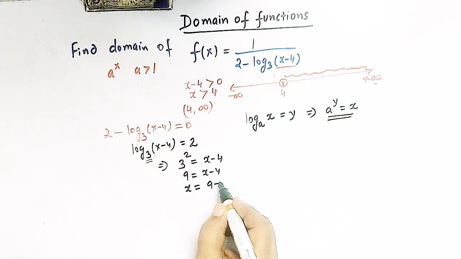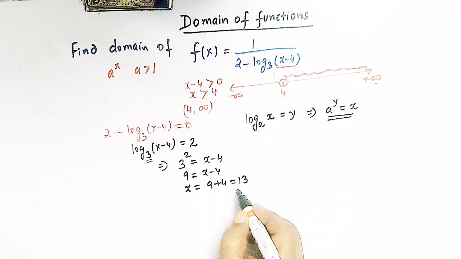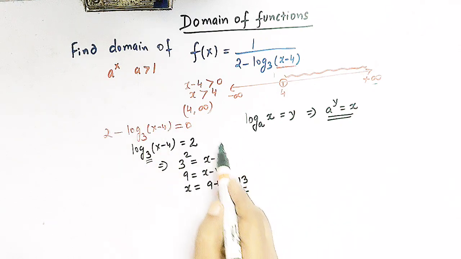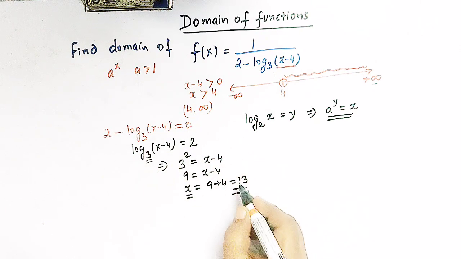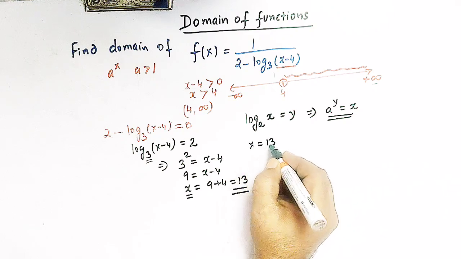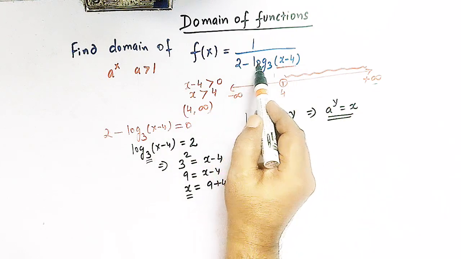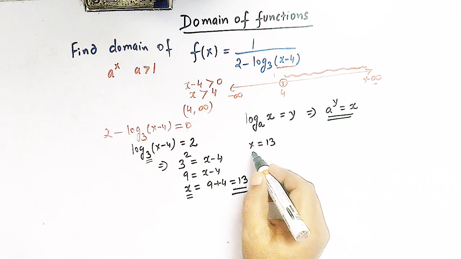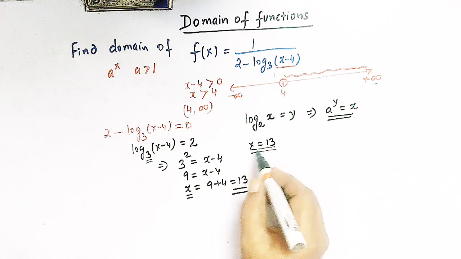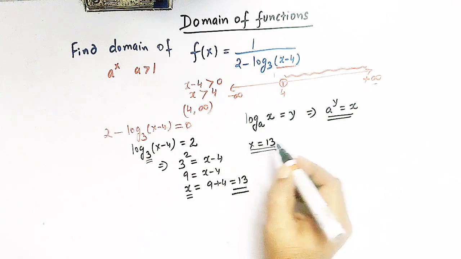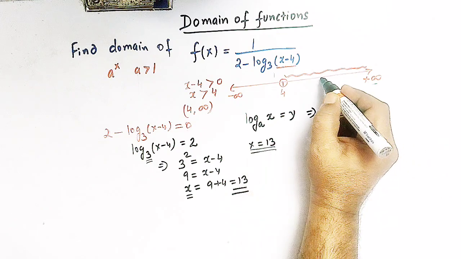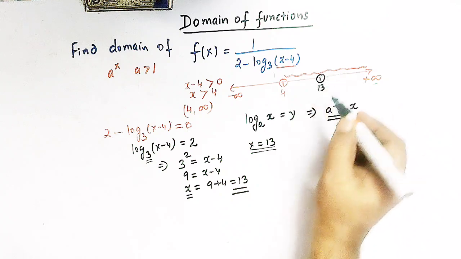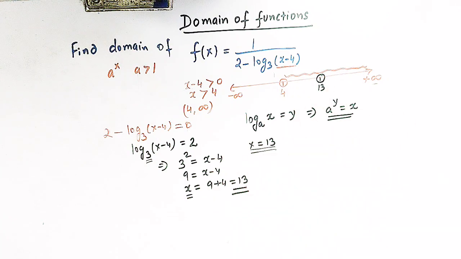So x is equal to 9 plus 4, that is equal to 13. From this algebraic manipulation, we see that when x is equal to 13, the expression 2 minus log of x minus 4 to the base 3 is equal to 0. So we have to discard this value of x, which is 13. Let us represent x equal to 13 on the number line; 13 lies somewhere here.